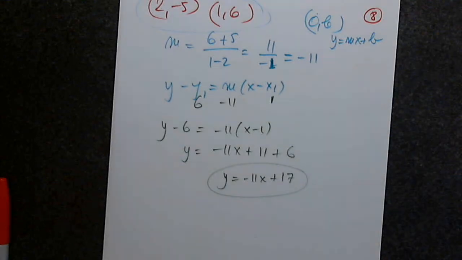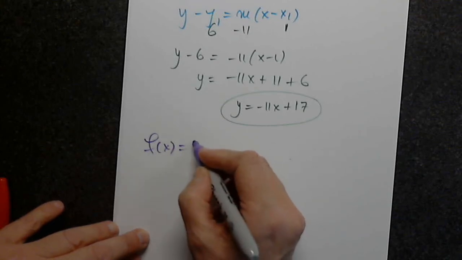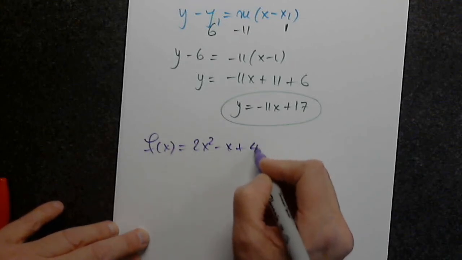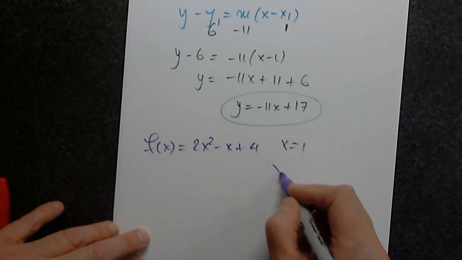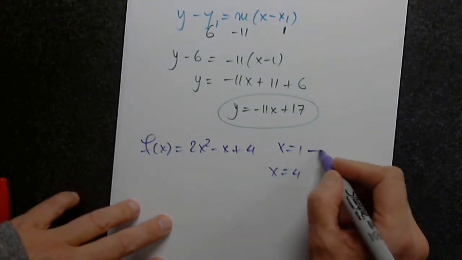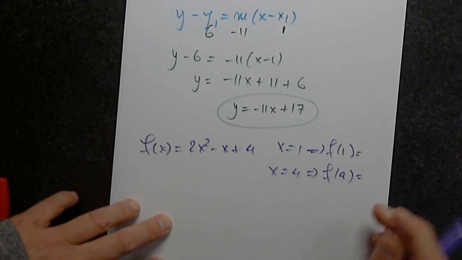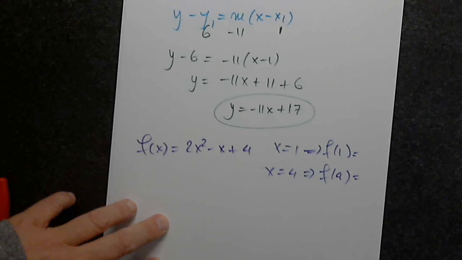Which one? Problem 9, very good. Find the rate of change of the function. So we have a function that is 2x squared minus x plus 4. And we are given x equals 1 and x equals 4. I have to immediately find f of 1, and I have to immediately find f of 4, because I'm going to find the slope of the line going through those points.